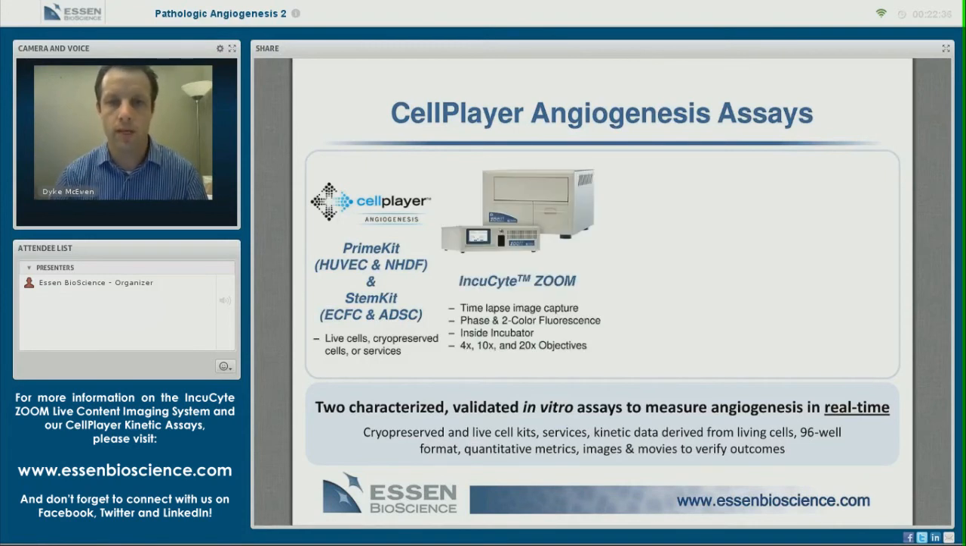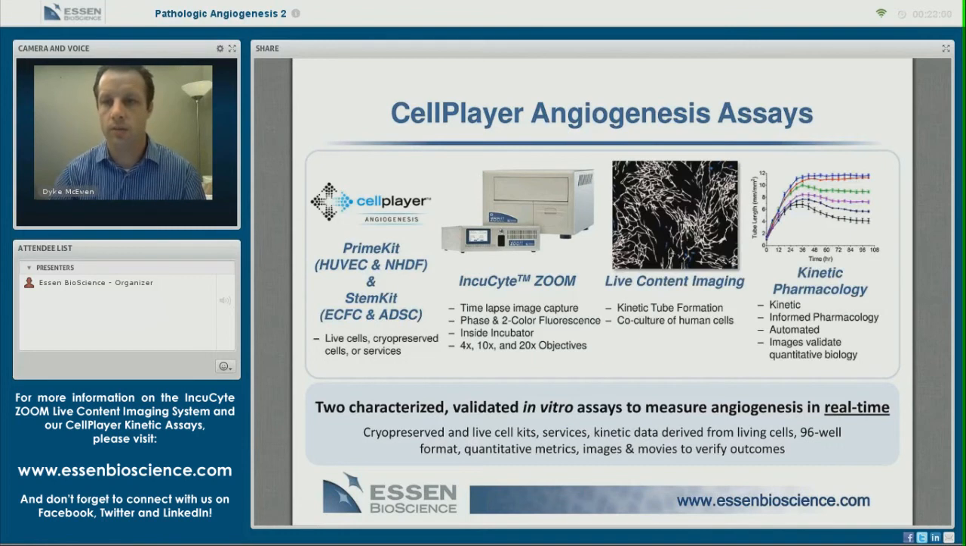When we set up our kits, we place them in the IncuCyte Zoom, where we image them inside the incubator in both phase and, in the case of angiogenesis, it's a single color experiment, so we image them in phase and green fluorescence using either a 4x or a 10x objective.